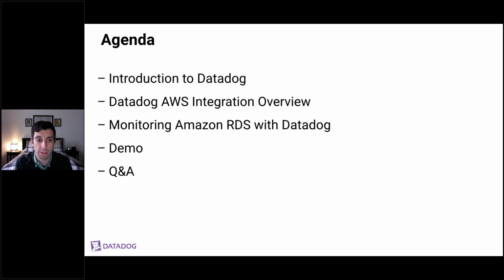So we'll kick things off with a short introduction to Datadog. Then I'll go into a bit more detail about how Datadog integrates with AWS in general. Then we'll talk a bit about how you can monitor Amazon's relational database service with Datadog. We'll spend a good chunk of the time on a demo where we'll show live how you can monitor all aspects of RDS with Datadog. And then we'll conclude with a few minutes of Q&A before the drawing that Mitch mentioned.